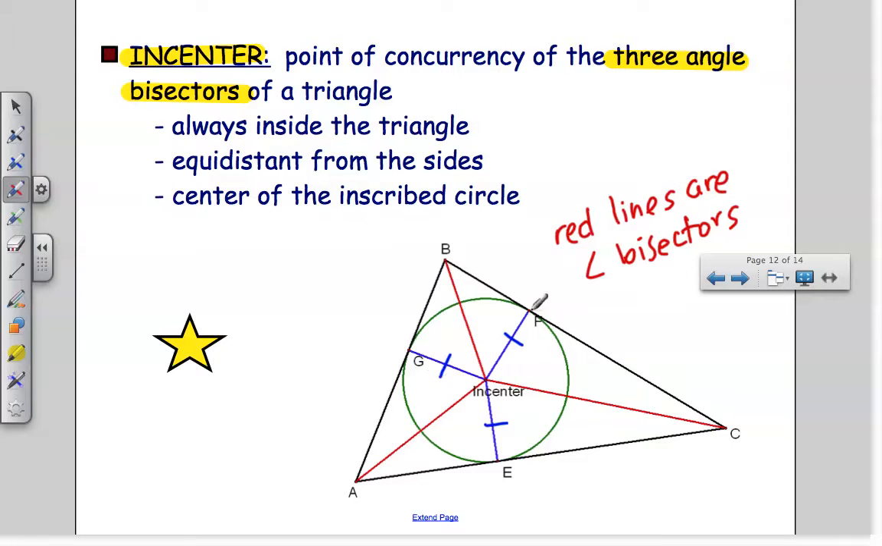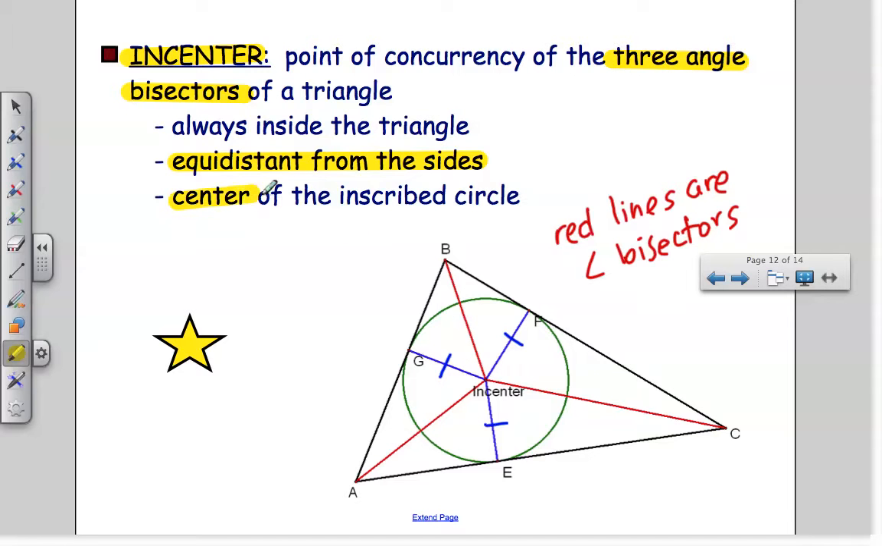And those blue lines are the distances to the sides. The incenter is equidistant from the sides of a circle, so I marked them all congruent there. And then the coolest thing here, because the incenter is the same distance from the sides, I can make a circle where this distance is the radius of that circle.